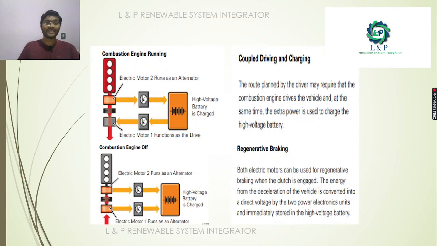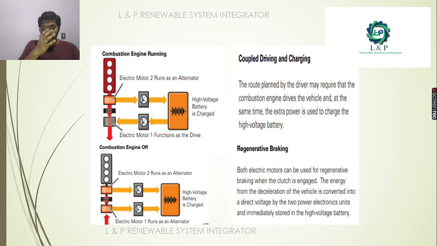And the next concept is that if you want to do the driving as well as the charging, in both ways, then you can go for this method, that is the combustion engine running. As we saw earlier, the electric motor 1 will function as a drive, and the electric motor 2 will function as an alternator. So the electric motor 1 is taking the power from the high voltage battery, whereas the electric motor 2, which is running as a generator or alternator, is powering the high voltage battery with the help of this power electronics unit 2.